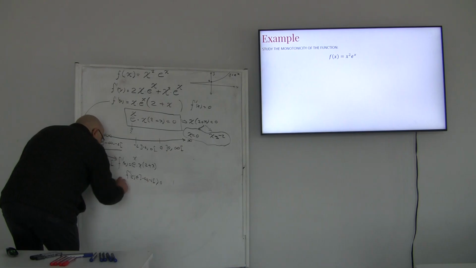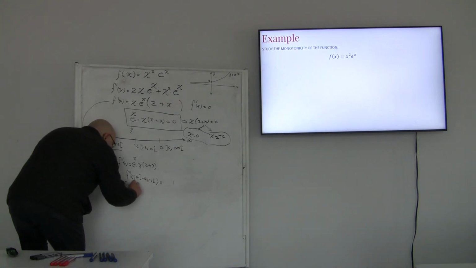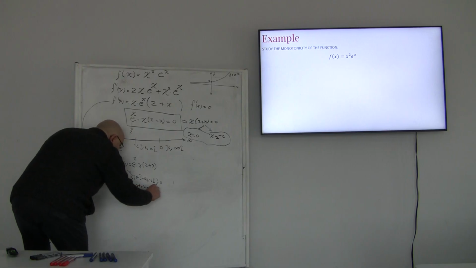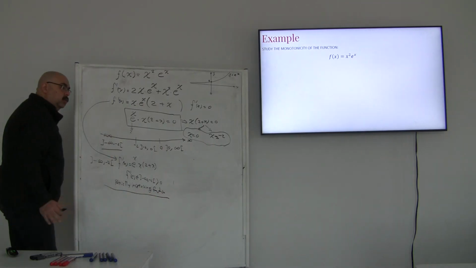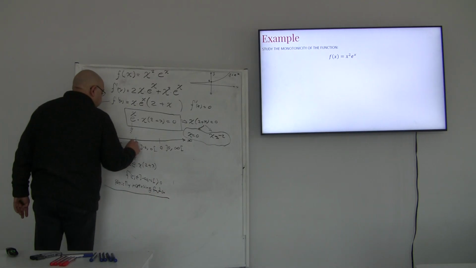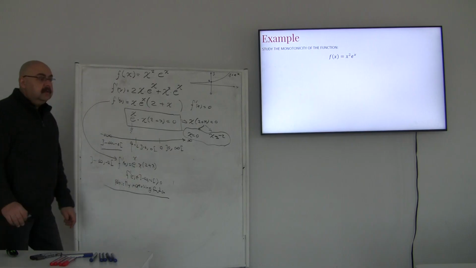So through this period, it is a strictly increasing function. So the function within this part will be increasing. Even in this part, the function will be increasing.